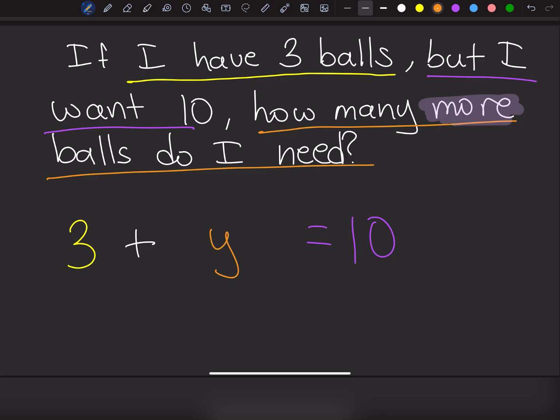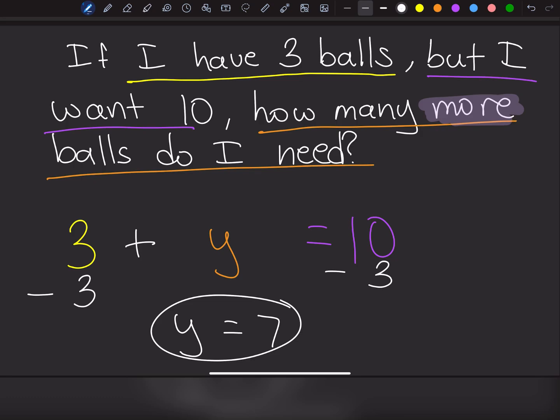Why don't I just solve this for you very quickly? I'm going to talk about this in a later video, but for now, I will subtract 3 from both sides. Y equals 7. There you go. I need 7 more balls to get 10.